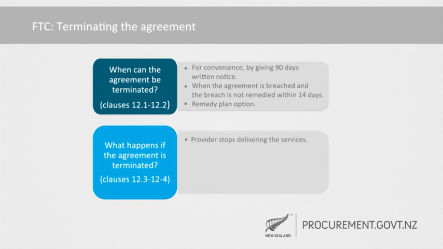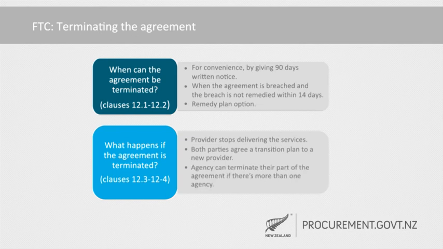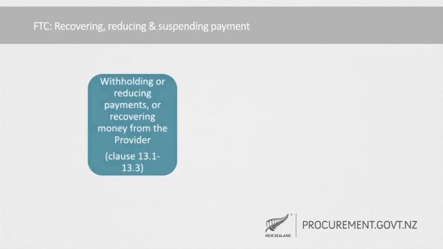The provider must stop delivering the services on the day of the termination. Final payment will be made or refunds discussed if the provider has been paid in advance and not all services have been performed. Both parties will work together to agree a transition plan to transition the services to a new provider, if applicable. If there is more than one agency and one of them wants to stop participating in the agreement but the others want to continue, then they can terminate just their portion of the agreement and the rest of it will carry on without them.